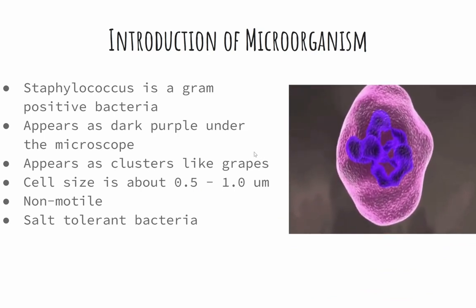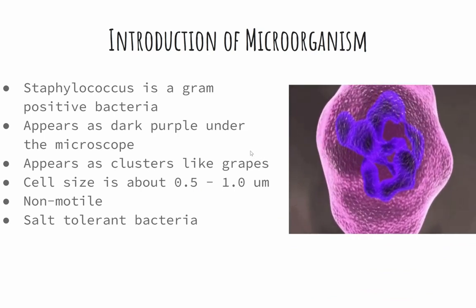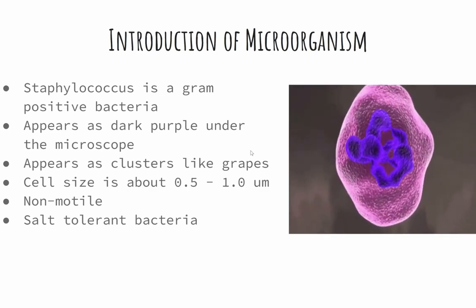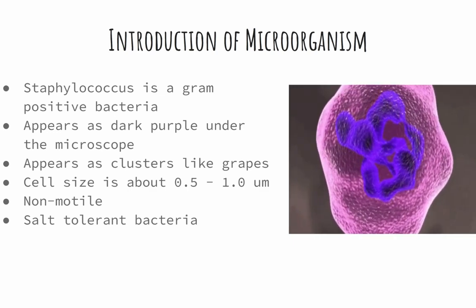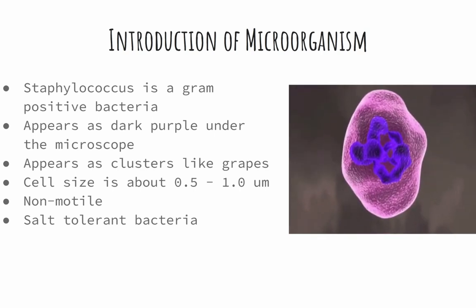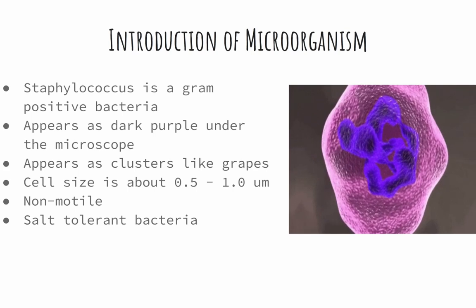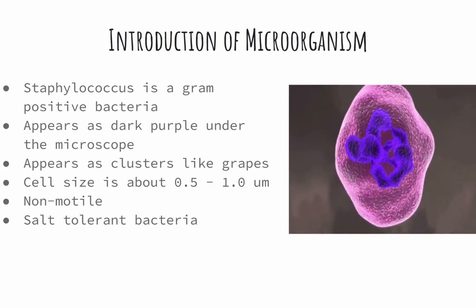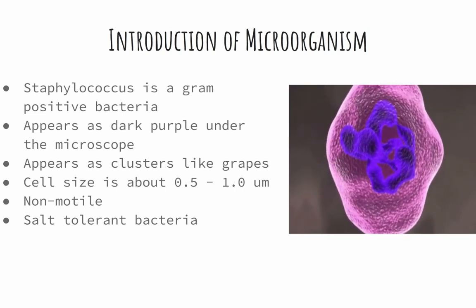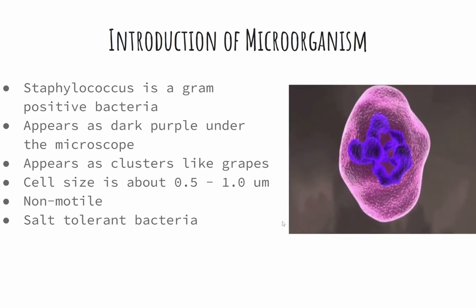So just a quick overview of what my organism is. Staphylococcus is a gram-positive bacteria. It appears dark purple under the microscope. It can sometimes appear in a short chain, but most of the time they look like grapes, clustered together. The size is about 0.5 to 1 micrometer.